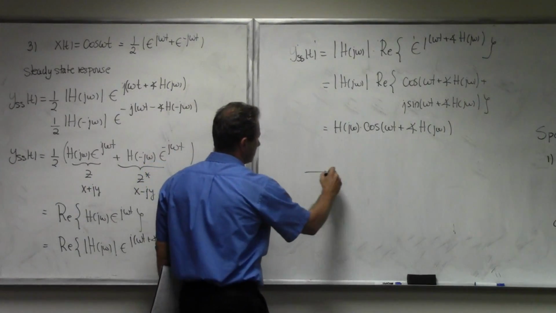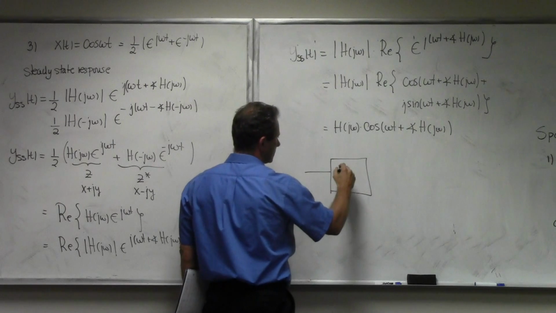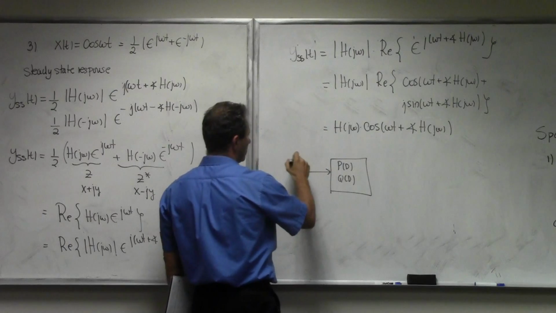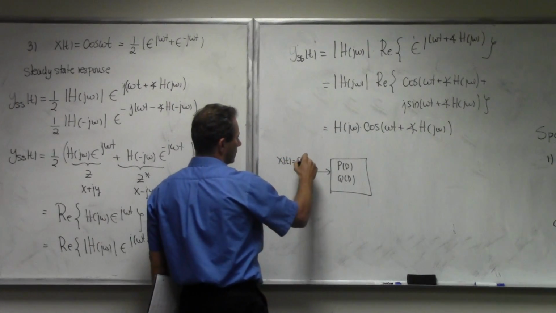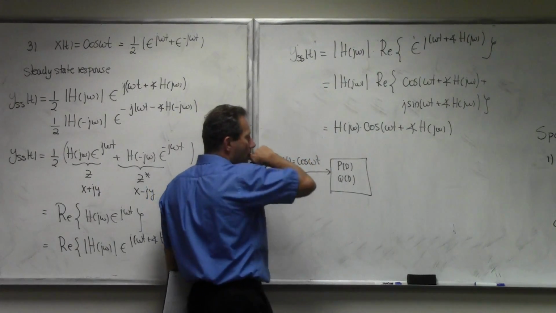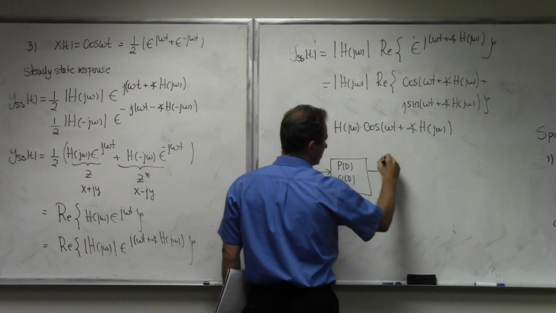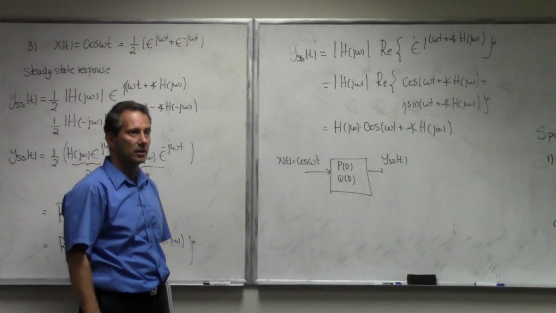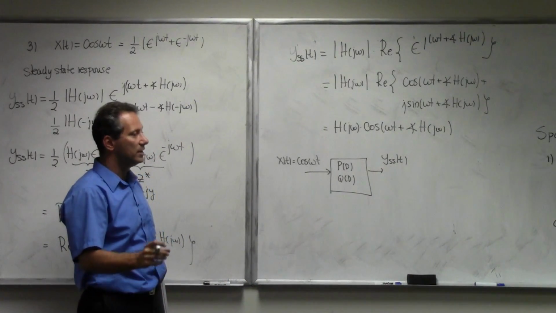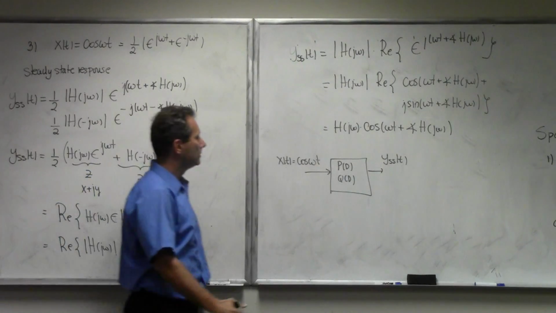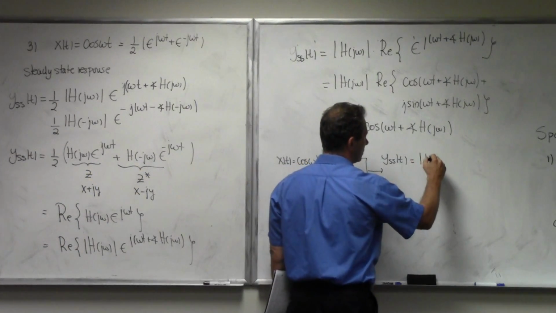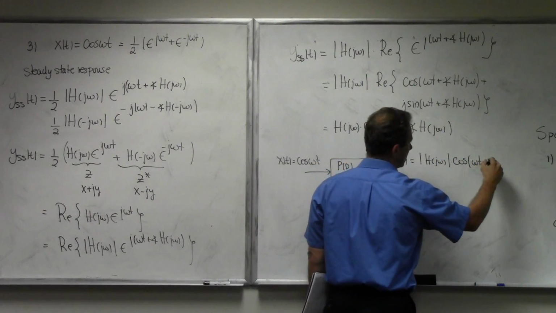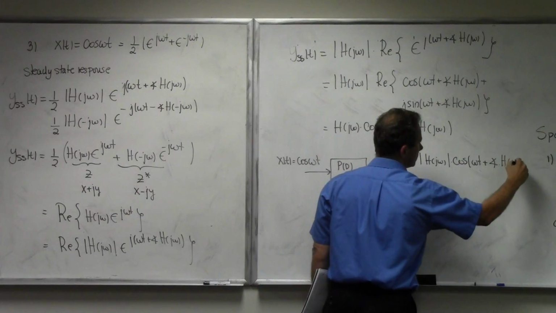If I have a linear system that comes with some p of t and q of t, and then I present to that system x of t equals cosine omega t, what comes at the output of the system, y ss of t, after some time? Not initially, not for small t, but as t becomes larger, we reach the steady state. The steady state is going to be the magnitude of h of j omega times the cosine of the same frequency, omega t plus the angle of h of j omega.